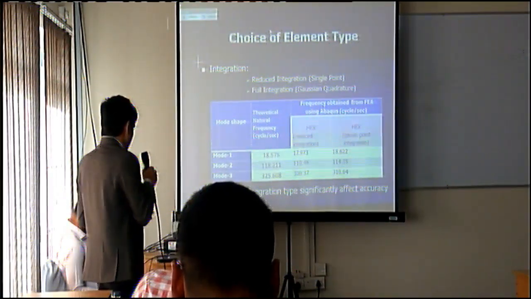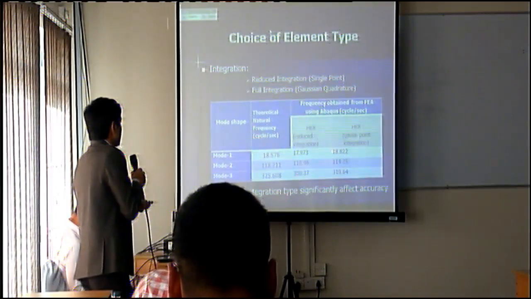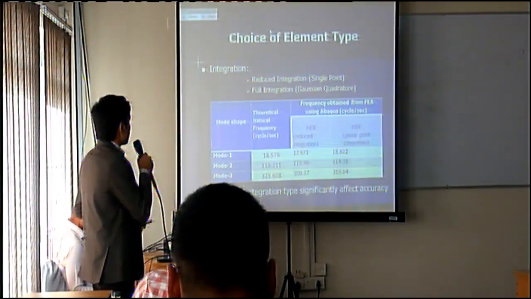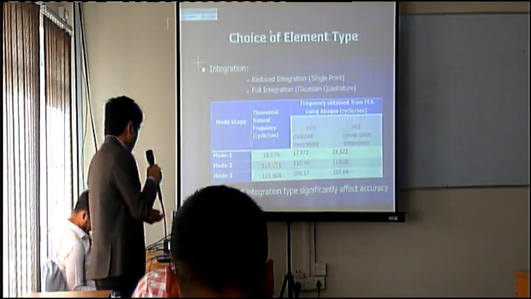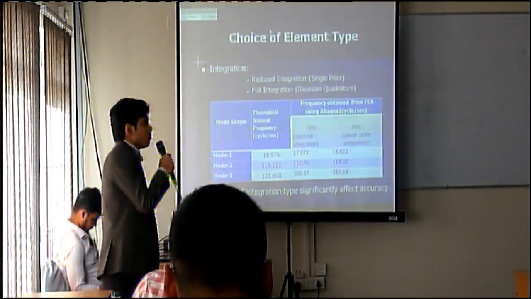It is 18.576 for theoretical and 18.622 for Gauss point full integration hexahedral element. So I have taken hexahedral element for meshing the beam.